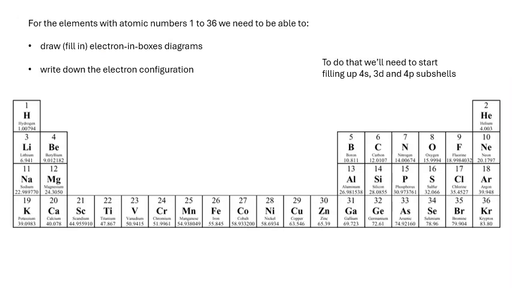Okay. I've just been doing the elements from 1 to 20. You need to be able to do 1 to 36. So filling in the boxes with arrows in orbitals for 1 to 36, and also electron configurations from 1 to 36. And to do that, you're going to need your 4s's and your 3d's. And we're actually going to start filling up 4p's as well. It's the same rules, just follow the rules. Remember the tricky little thing between 4s and 3d.